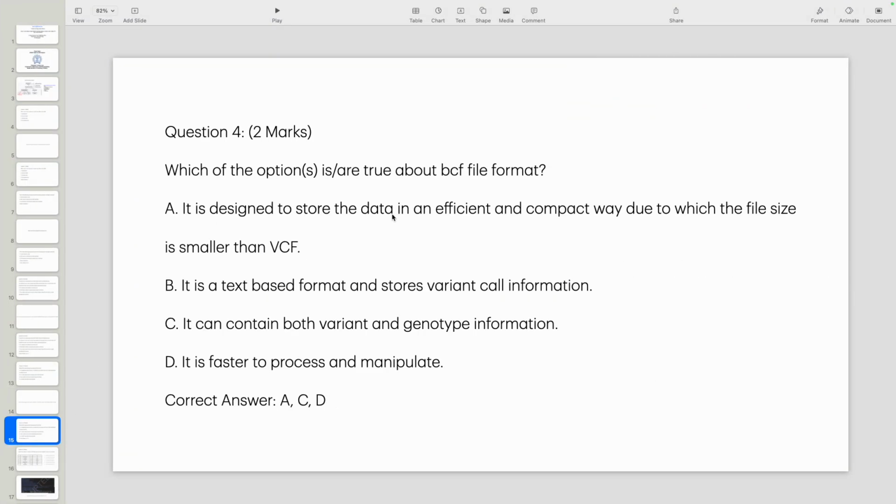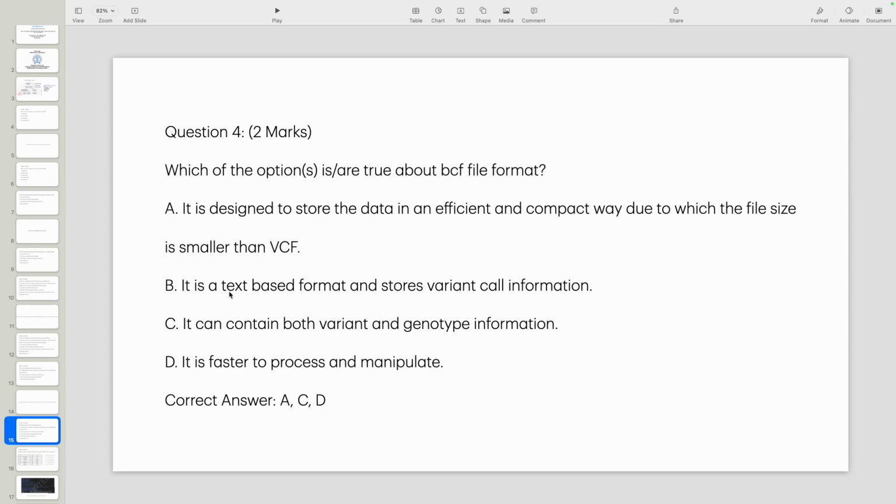It is designed to store the data in an efficient and compact way, due to which the file size is smaller than a VCF file. C. It contains both variant and genotype information. D. It is faster to process and manipulate. So B is not correct.